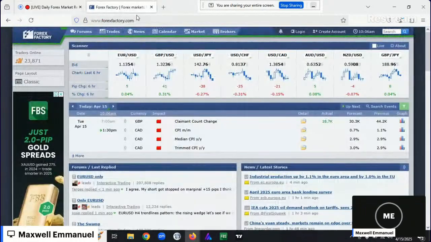So let's start by looking at the calendar for today. Today is Tuesday, the 15th of April. Claimant count change was released for Great Britain pounds, and you can see it was positive, from 30.3k to 18.7k. Okay, that's positive for Great Britain pounds. And if you look at GBP USD, it has been bullish since this news was released.